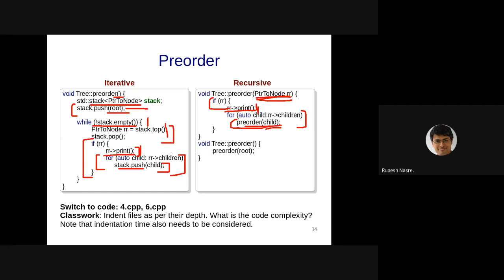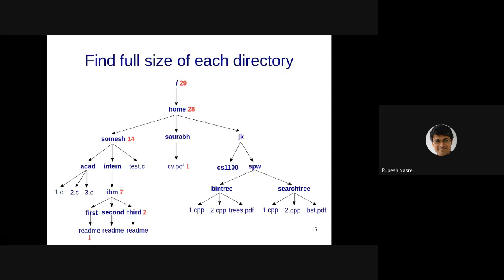Yeah, as I was mentioning, we need to take into consideration the indentation time also. Okay, so let's now come back to our directory structure, right? So we thought of printing it in the pre-order fashion. Now I'm going to give you a problem which you have to solve. Given this same directory structure, what I want to find out is the weight of each directory, right? So weight in some sense is the size of that subdirectory.